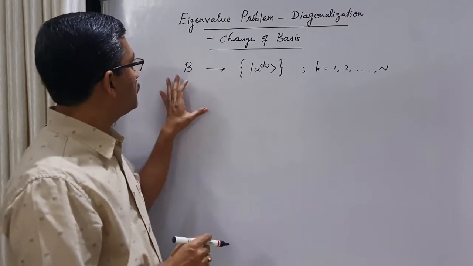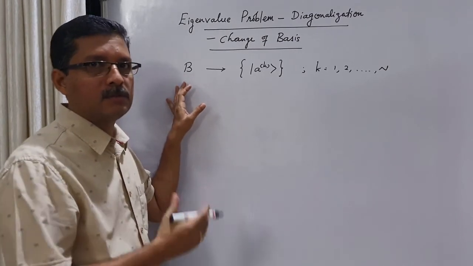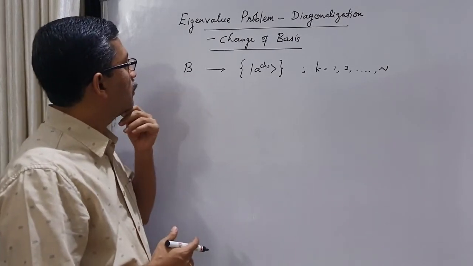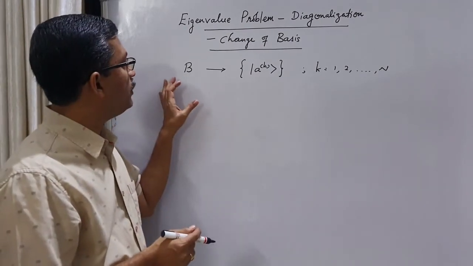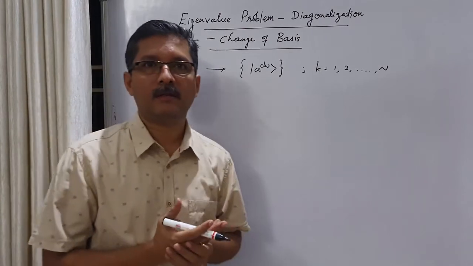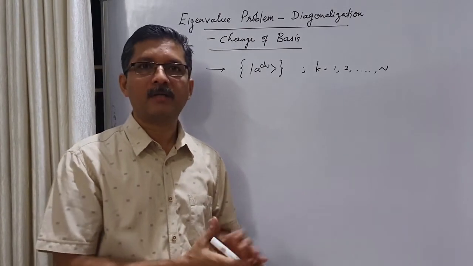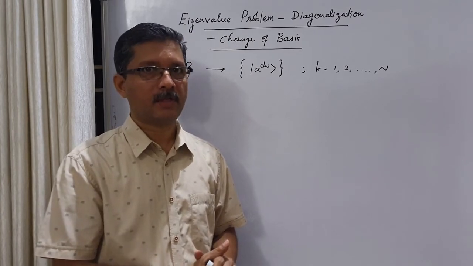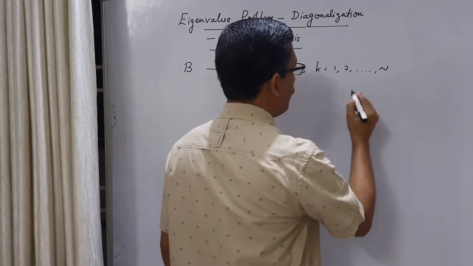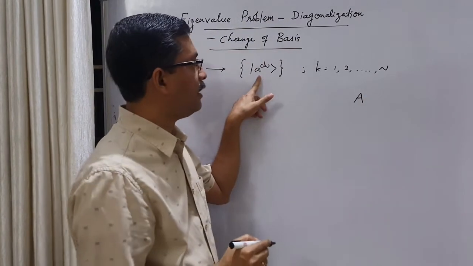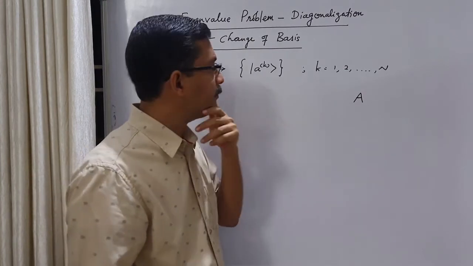Now we want to find out the eigenvalues and eigenkets of this operator or this matrix. We know that if we express an operator in its own eigenkets, then the corresponding matrix will be a diagonal matrix. Let us briefly review that. Consider an operator A. Suppose these bases, the kets A_k, are the eigenkets of this operator.